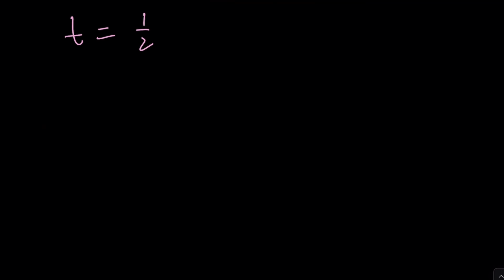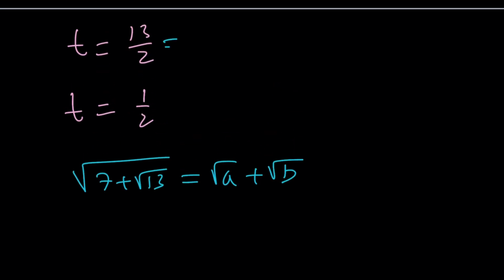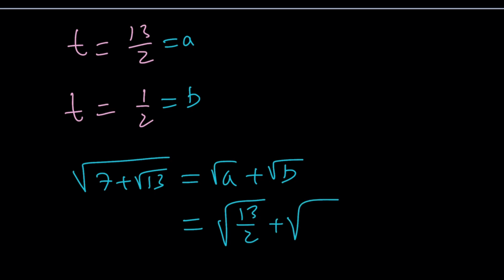Therefore, we can now write square root of 7 plus root 13 as square root of a plus square root of b. And again, it doesn't matter which one is which. This can be a and this can be b, because they can switch around anyways. Square root of 13 over 2 plus square root of 1/2 would be the answer.